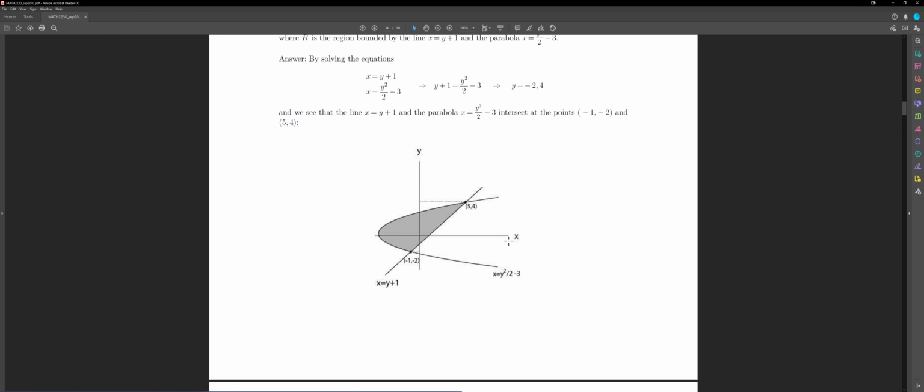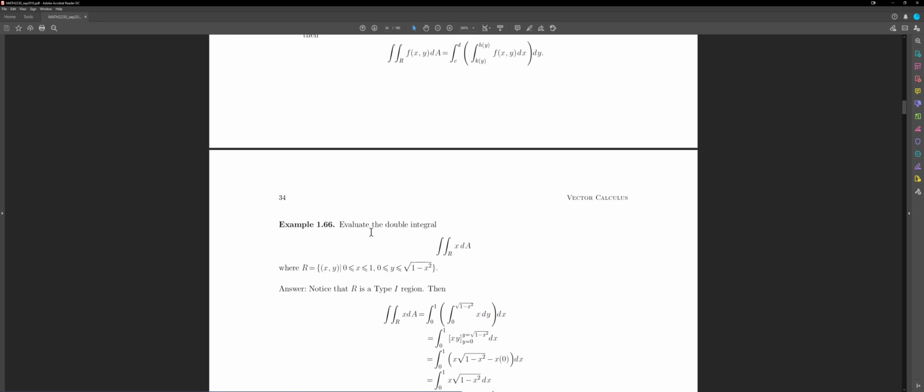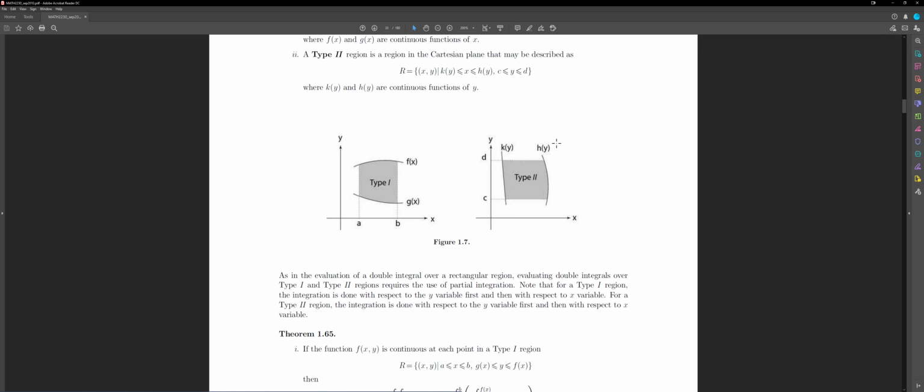Remember, your x is increasing in this direction, right? So the x values over here would be larger than the x values over here. So this is top curve over here and this is bottom curve over here, right? Okay, so the line x is equal to y plus 1 is your top curve, and the parabola x is equal to y squared on 2 minus 3 is your bottom curve over here, right? So if you're comparing it to your general picture, the top curve is this one, and the bottom curve is this one.